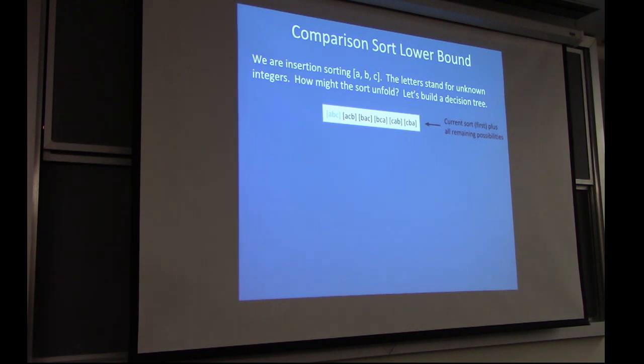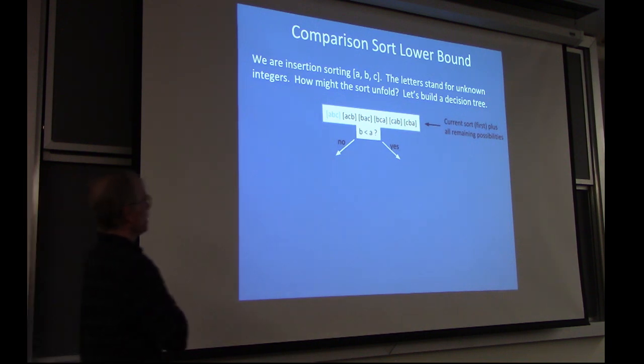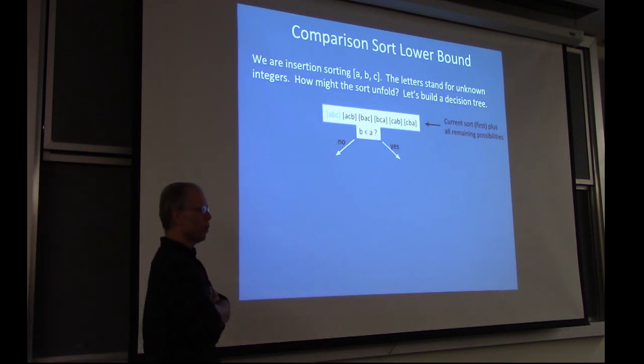What 2 elements will it compare? Yeah, the first 2. So it's going to compare A and B. Okay. It's going to ask, is B less than A? And the answer is either a no or a yes.